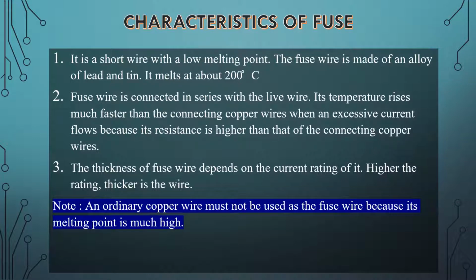Second point, fuse wire is always connected in series with the live wire. Its temperature rises much faster than the connecting wire when an excessive current flows because of its resistance.